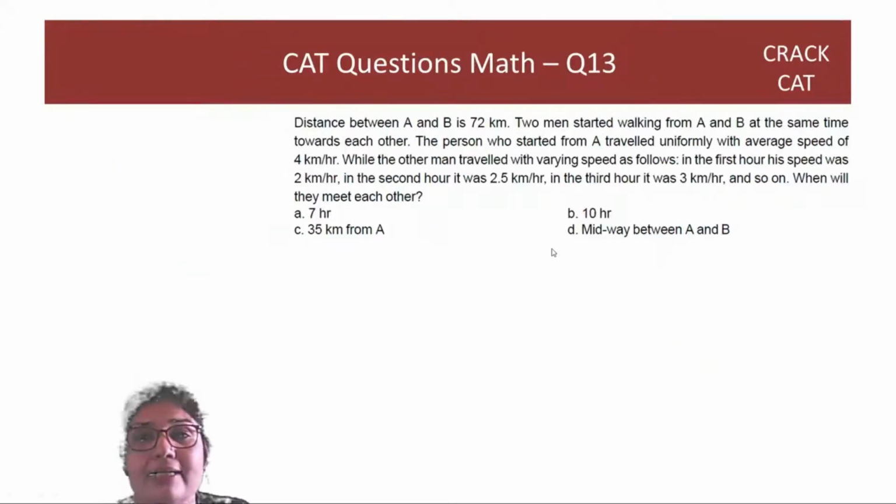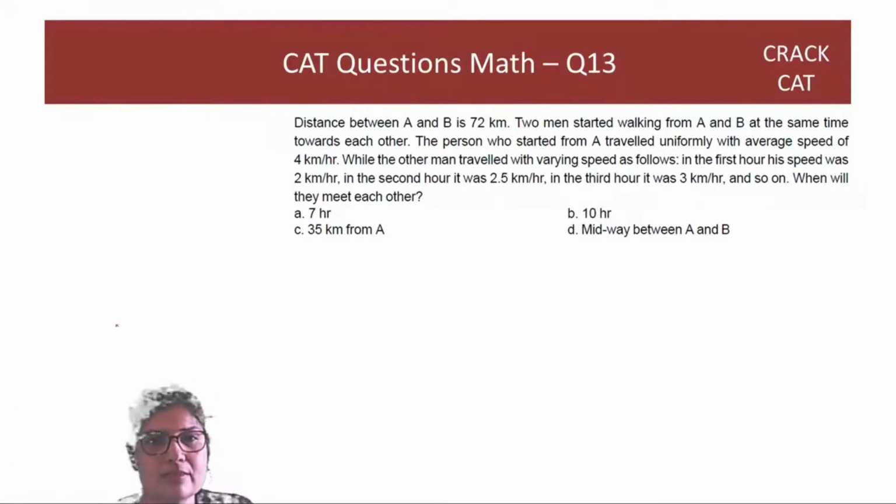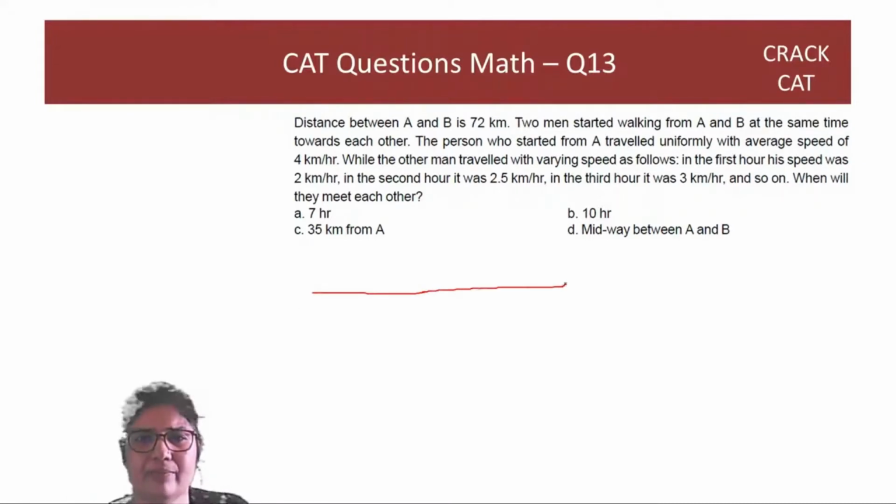Okay, great. Next bunch. Distance between A and B is 72 kilometers. 2 men started, one from A, one from B. So the A guy is always covering 4 kilometers. And the B guy is covering 2 kilometers, then 2.5, then 3, then 3.5 and so on.